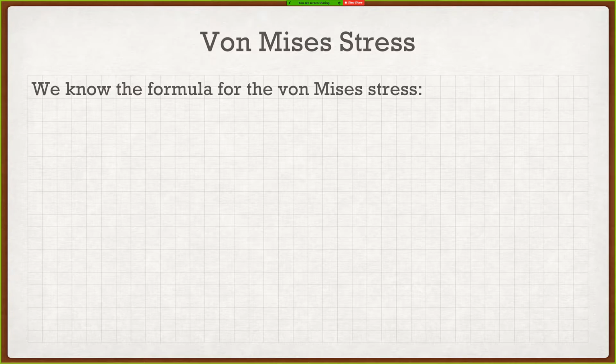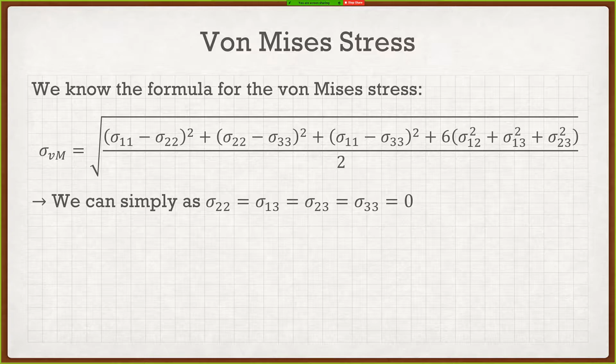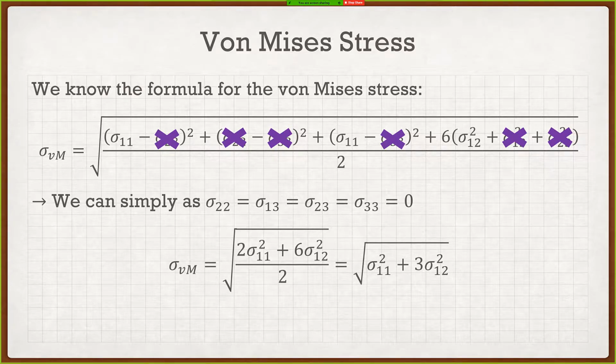Looking at part D, the last thing that it wants is, of course, the von Mises stress. This is something you guys are very familiar with. We know that our sigma von Mises is this nice long equation. However, luckily for us, in an Euler-Bernoulli beam under these circumstances, we know that sigma 22 is equal to sigma 13, equal to sigma 23, and equal to sigma 33, which is equal to 0. Because of that, a lot of the terms in that equation cancel. Therefore, we can simplify our von Mises stress into simply the square root of sigma 11 squared plus 3 times sigma 12 squared. Looking at that formula, it's just a function of sigma 11 and sigma 12, which we know from part B and part C, so we're good to go. We just have to simplify. So that's going to be the question as a whole.